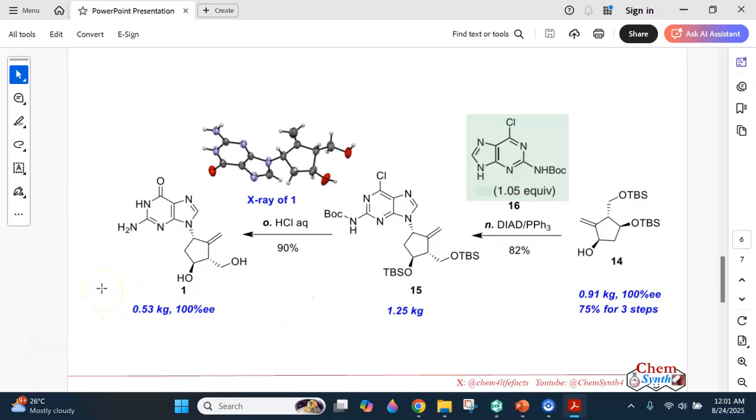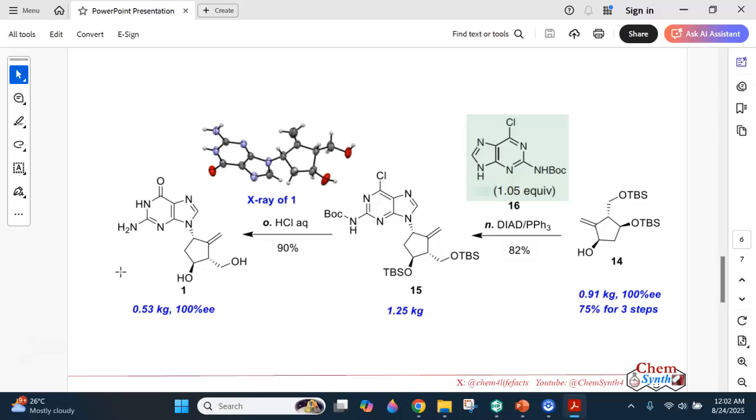So the final molecule they have recrystallized using ethanol and water. They have used 95% ethanol and 5% water. So they obtained this molecule 530 gram and with 100% enantiomer pure, and chemical purity was 98%.